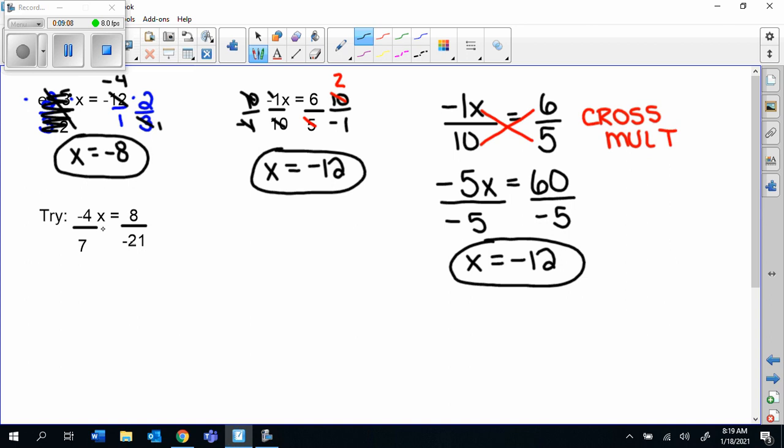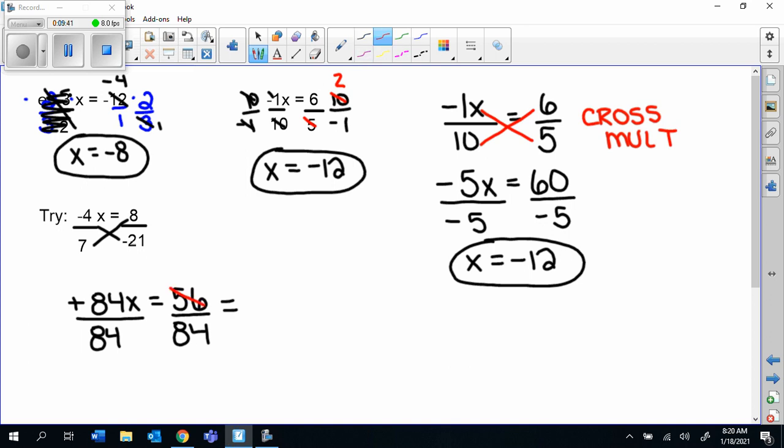I'm going to go ahead and cross multiply this. And so -4 times -21 is +84 with an x. 7 times 8 is 56. So I'm going to need to divide both sides by 84. The problem with the cross multiplying is that you have to reduce after. So both of these numbers are divisible by 7.